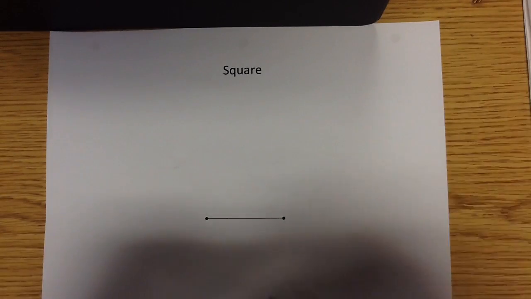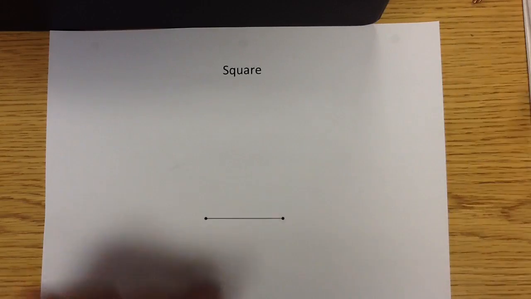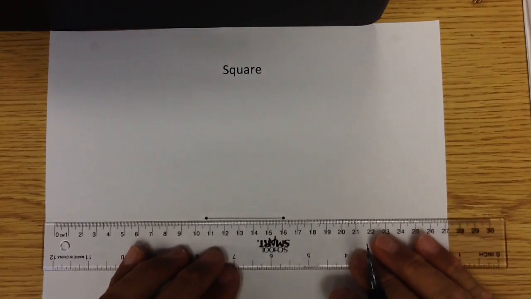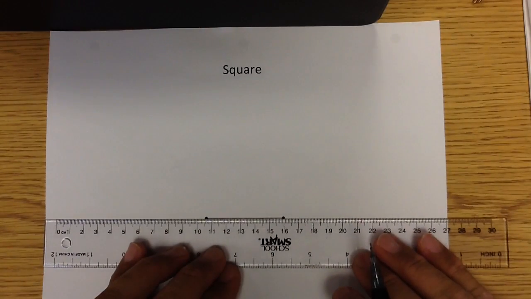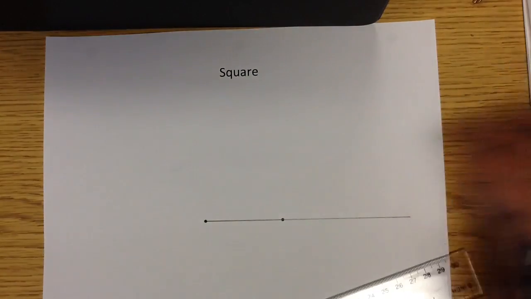Okay, so in this video we're going to be constructing a square based on a given line segment. What I want to do is extend the length of the line segment at least twice as long to either side. It could go to the right or the left, it doesn't really matter.